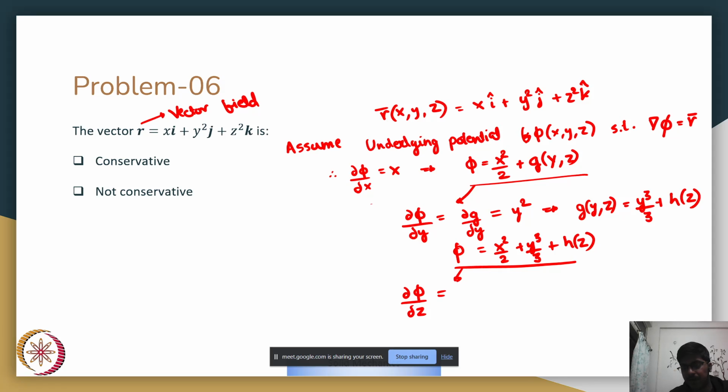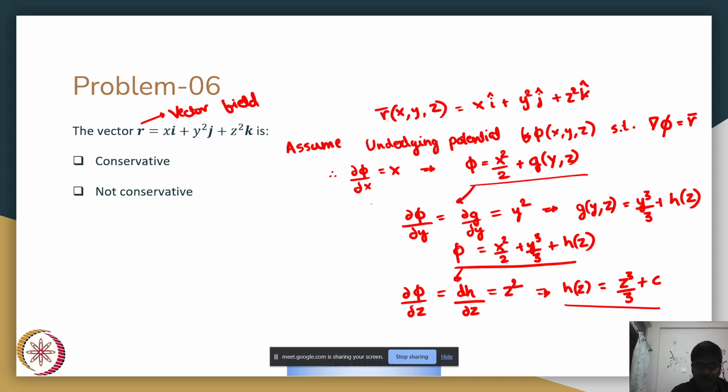Next up, we take this function and take its partial derivative with respect to z. The x square term won't contribute, the y cube term won't contribute, so we simply have dh by dz. This should be equal to z square. Therefore, we get h of z to be equal to z cubed by 3 plus some integration constant.